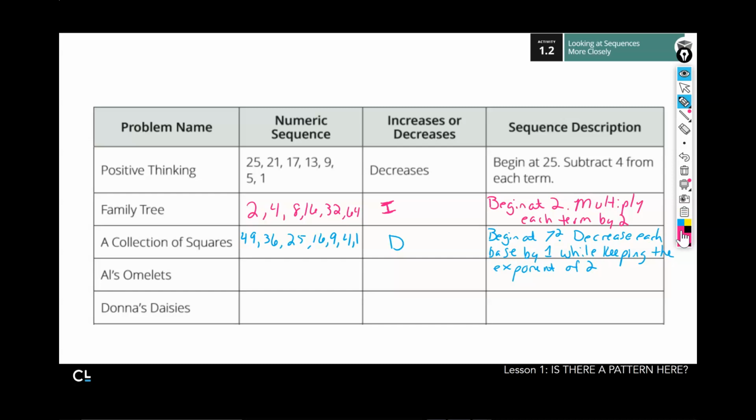Al's omelets. He started out with 150 eggs, decreased by 144, 138, 132, 126, and 120. That was decreasing. We began with 150 and we subtracted 6 from each term.